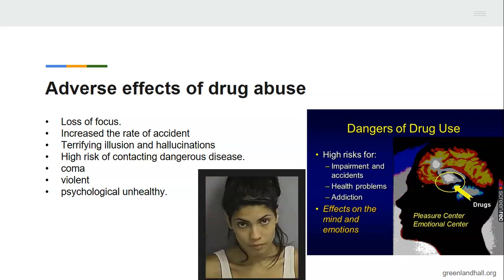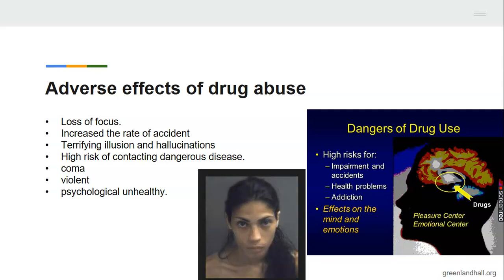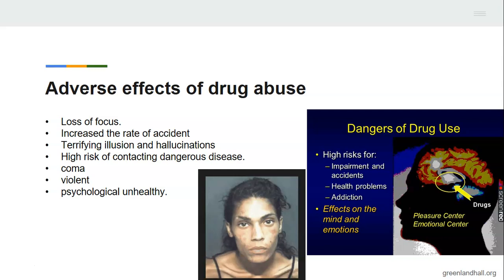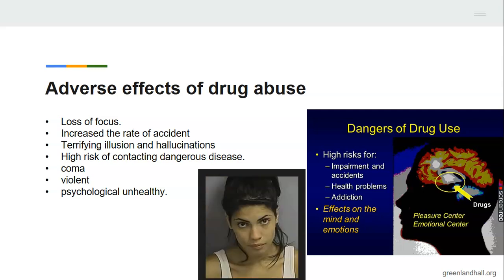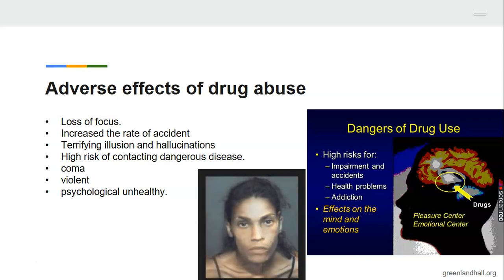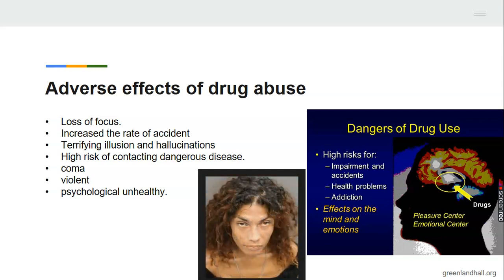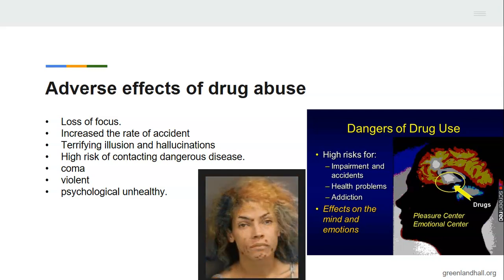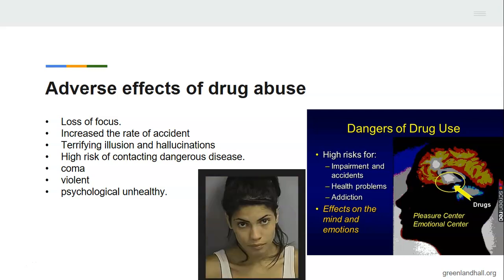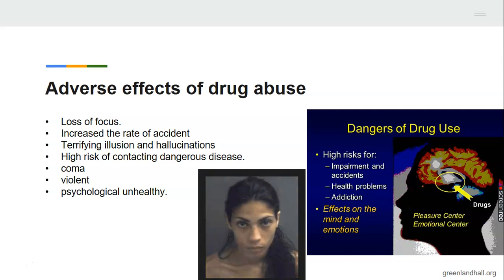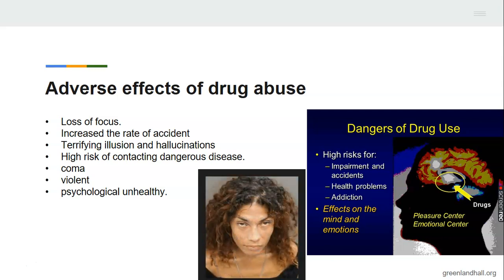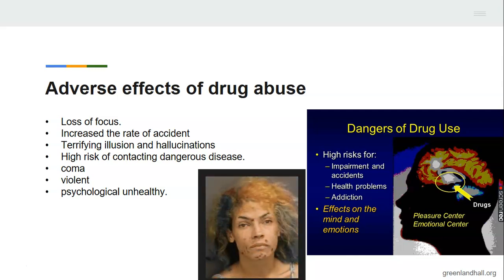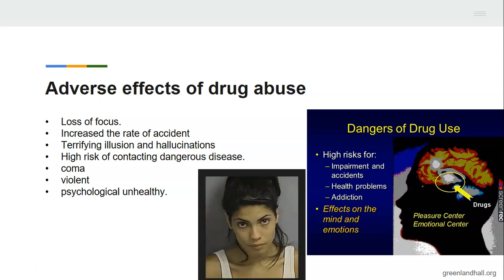There are terrifying illusions and hallucinations. So many times people who abuse drugs hallucinate, they see what is not real, and some of those things that you see are actually terrifying. It also causes high risk of contracting diseases. You share injections to inject yourself, when you smoke cigarettes, and so on. It increases the risk of contracting diseases.